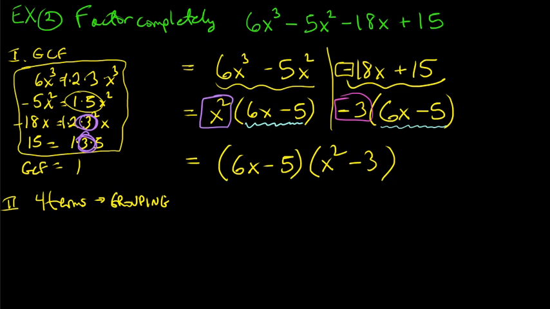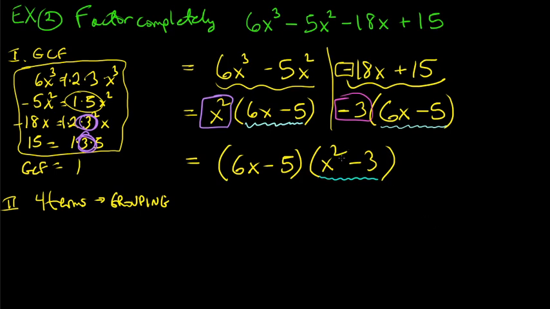Now just ask yourself, is there anything else we can do here? The 6x minus 5 is a binomial, but it's not the difference of squares. It's not the difference of cubes. The GCF is 1. So there's nothing we can do with the 6x minus 5. What about the x squared minus 3?